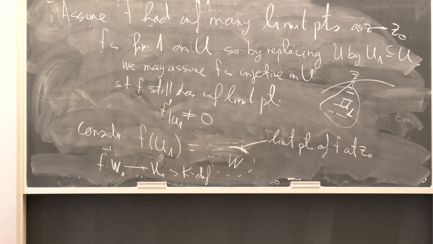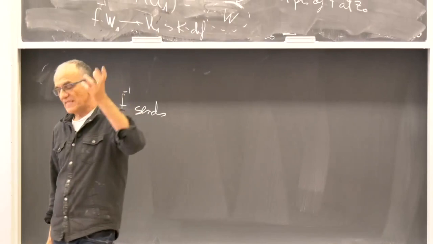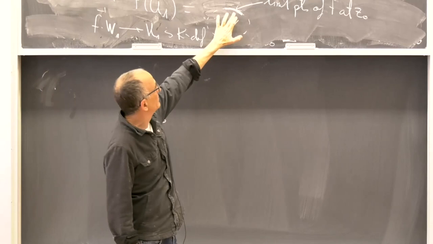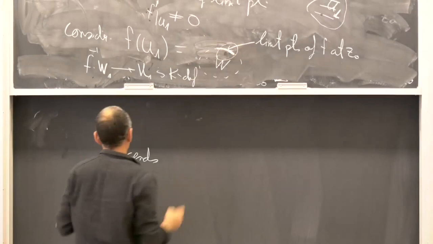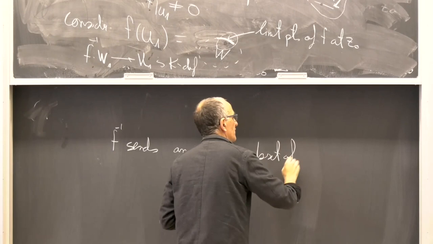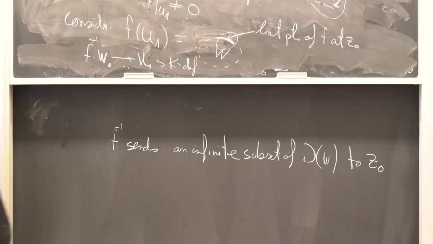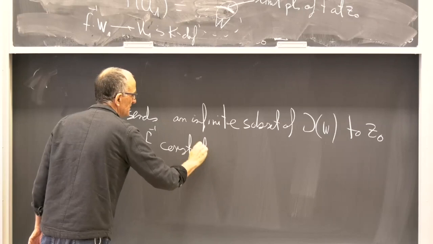And F inverse, okay, you have to say that there is a neighborhood on which F extends. You can take a generic point here. So I'm waving my hand. At the generic point, F inverse has a limit in a whole neighborhood. So by moving possibly to some smaller set, it sends an infinite subset of the frontier of W to Z0, but then it's exactly a contradiction to the identity theorem. So it means that F inverse had to be constant. So this is not possible because it's invertible.